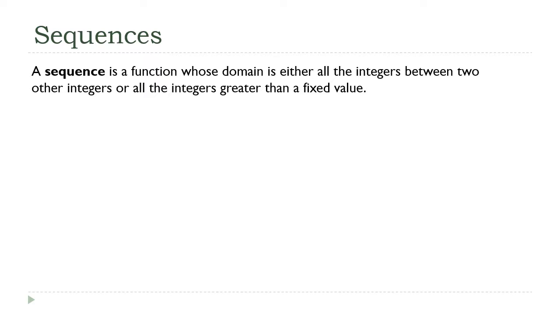Right? These functions are the same things that you're familiar with from your algebra classes, except the domain is limited to integers, either a finite set, all the integers between two numbers, or an infinite set where the domain is all of the integers greater than a fixed value. Now notice here that while the domain can be infinite, the way the definition is worded, the domain will always have a minimum value. That's because we strictly said greater than here, right? So our sequences are always going to have a well-defined starting point or an initial value.